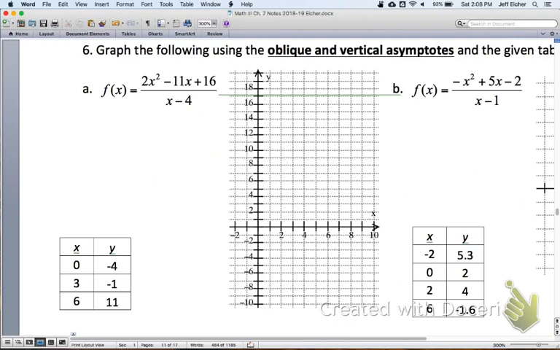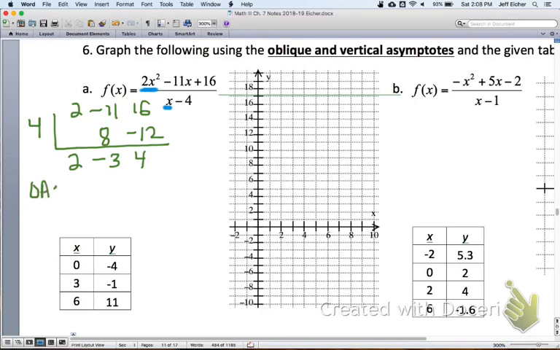Now we're bringing it all together. We've learned a lot of skills in this lesson. Let's see if we can bring it all together and create a graph of a rational function. Let's begin by using synthetic division. Notice that we have a degree 2 here, and this is a degree 1. So we can set up our synthetic division with the 4 on the outside, 2, negative 11, and positive 16. Bring the 2 down, multiply, add, multiply, add. So we get an oblique asymptote at the line y equals 2x minus 3.